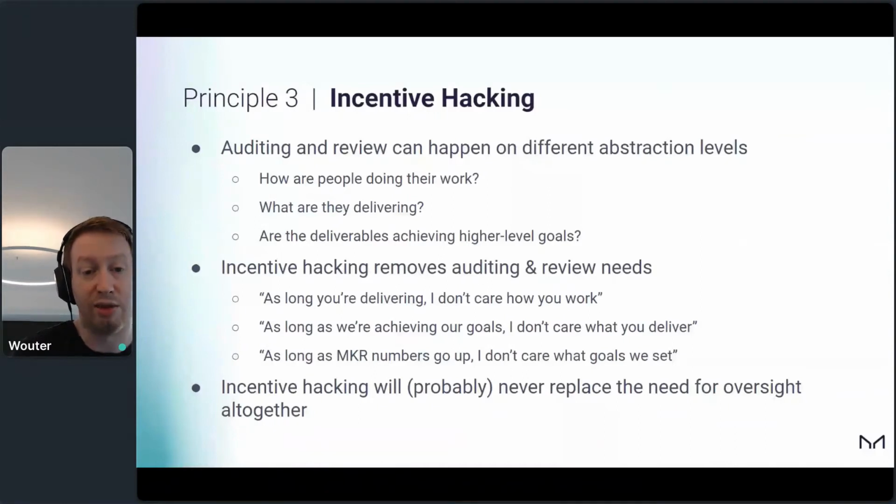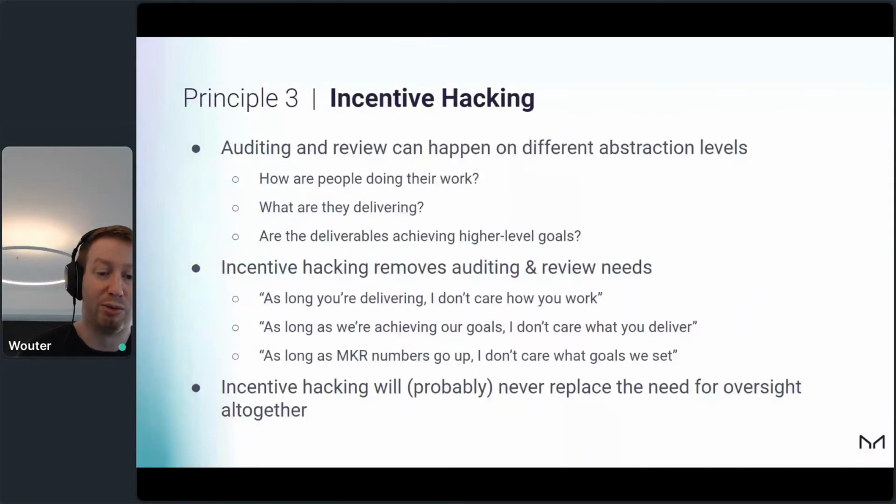And incentive hacking really tries to tap into as high as possible a level of that abstraction ladder, and ultimately wants to align everyone's intentions with the MKR numbers going up. It removes that need for auditing and review. That is, in a way, the big dream: to just put the right incentive in place and then have the whole thing run on autopilot.